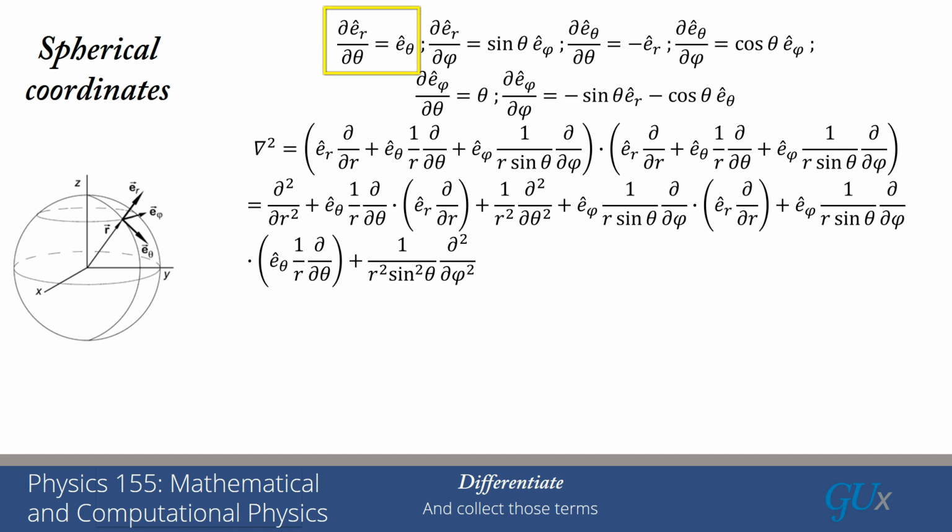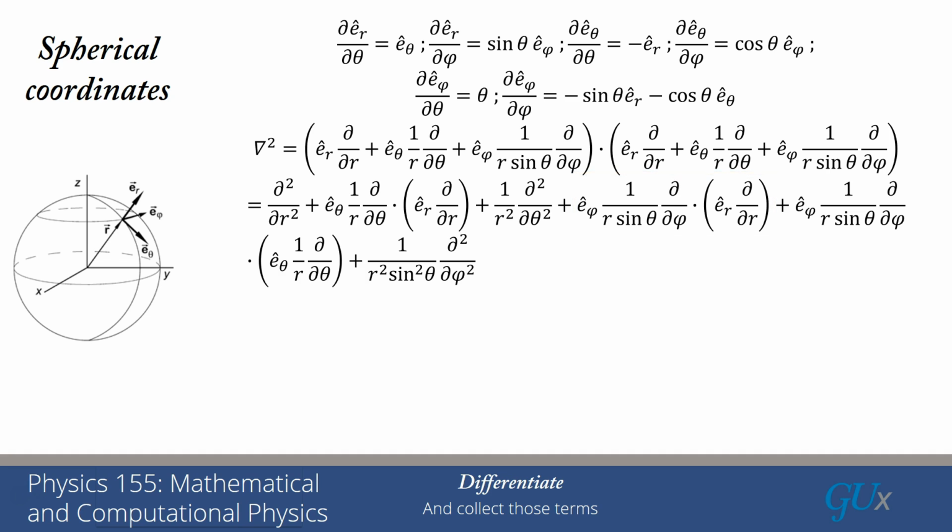So d by d theta of e_r is just equal to e_theta. And then e_theta dot e_theta is equal to 1. So that second term becomes 1 over r d by dr. The third term, when I look at d by d phi of e_r, is just sine theta times e_phi. So when I take the dot product with e_phi, I get a sine theta. Well, that cancels the sine theta in the denominator, and I get, once again, 1 over r d by dr.